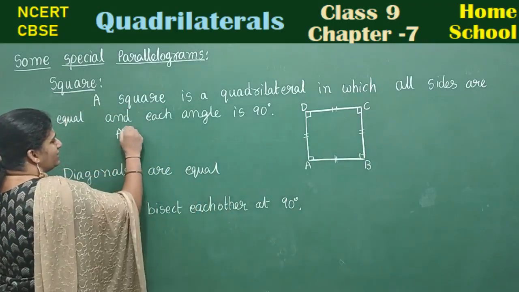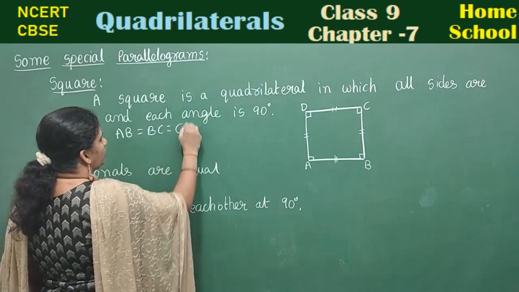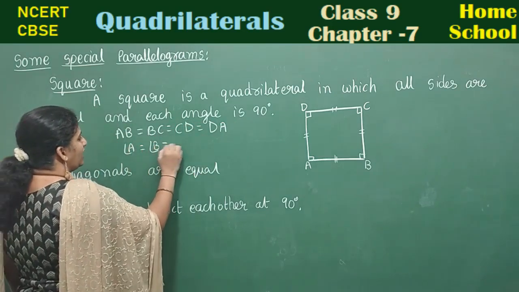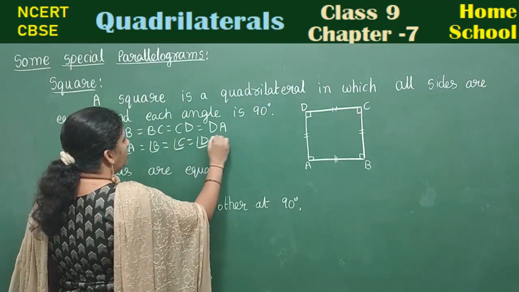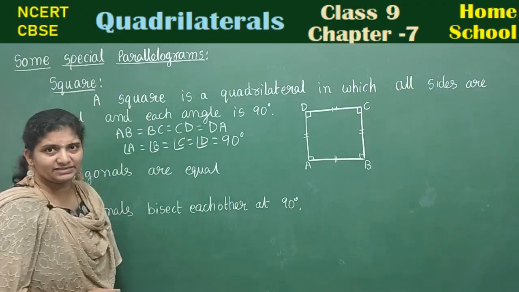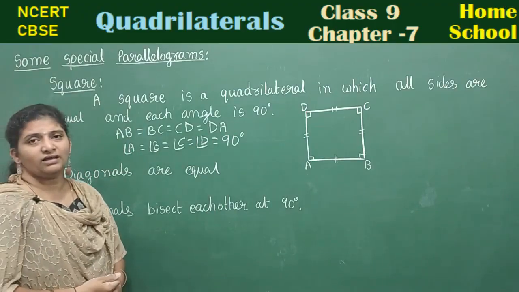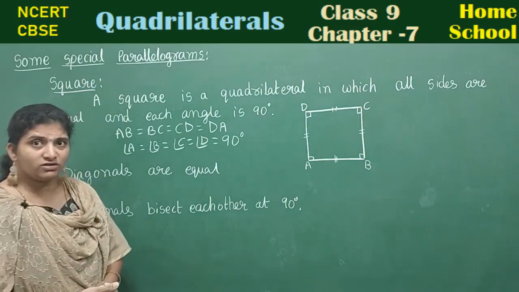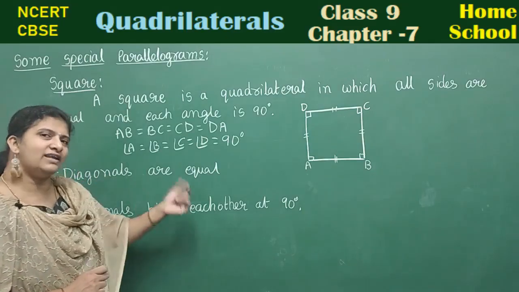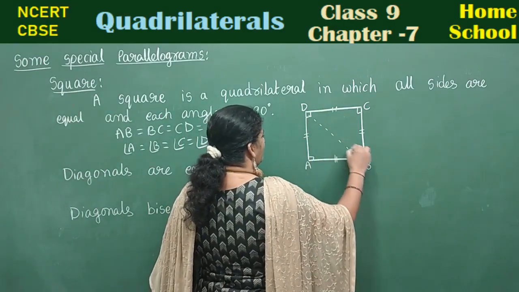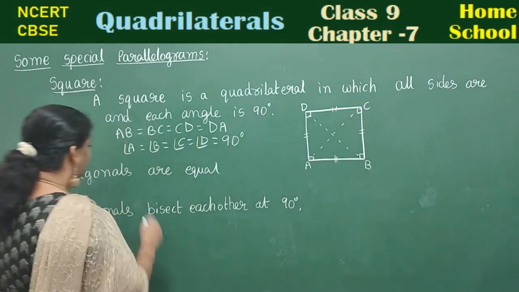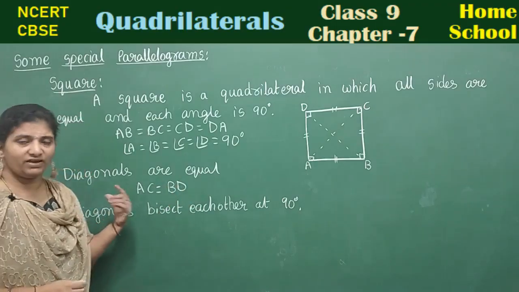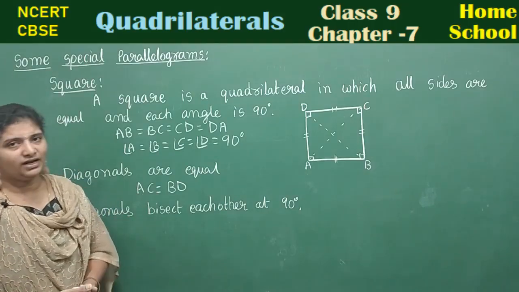All sides are equal. That means AB equal to BC equal to CD equal to DA. And all angles are equal to 90 degrees. Okay. Diagonals are equal, as we have seen before in the rectangle. So the square satisfies rectangle properties also. Rectangle, rhombus, parallelogram. So diagonals are equal. Where are the diagonals? BD and AC. Diagonal AC is equal to diagonal BD. You can write here, children, when we are writing diagonal, you can write diagonal AC is equal to diagonal BD.